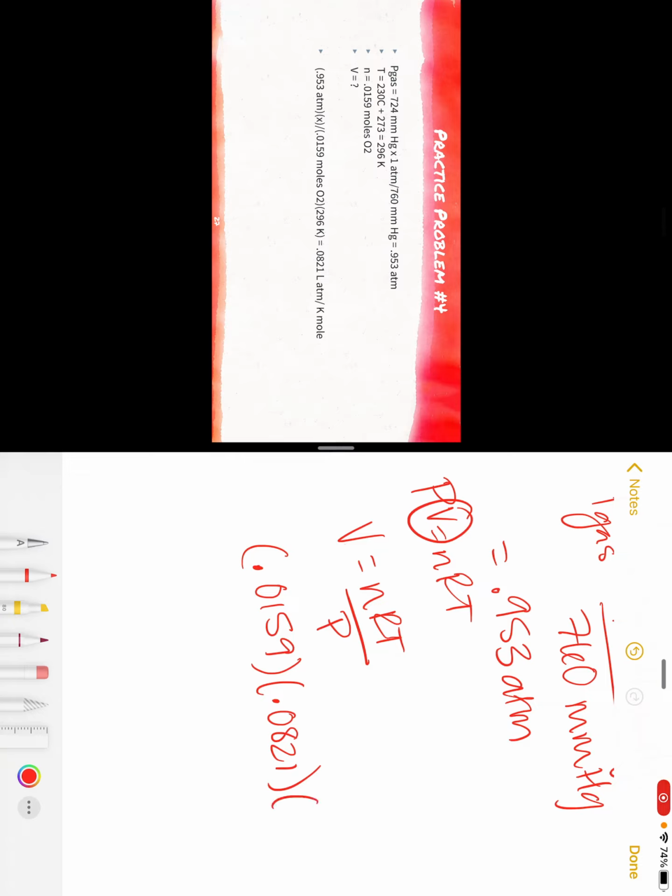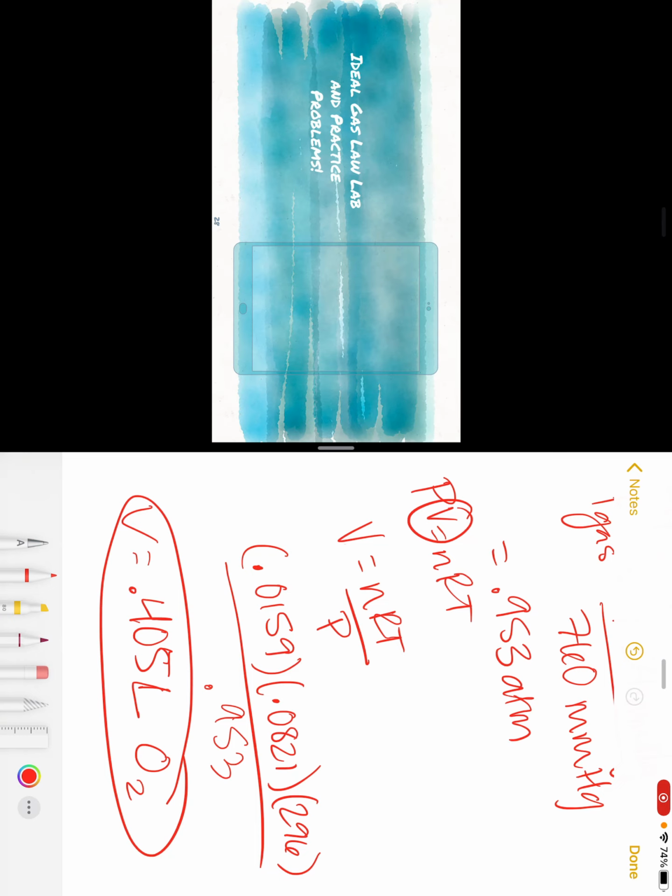And then we're also multiplying that by the temperature, which was 296 Kelvin. All of that's going to be over the pressure, which was 0.953. So when I do that math, I should be able to solve for volume. And I got 0.405 liters of O2. That is my final answer.